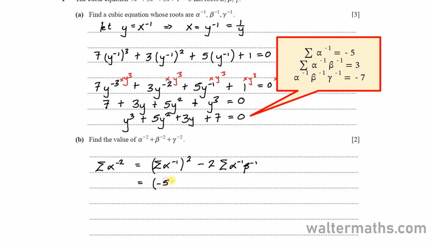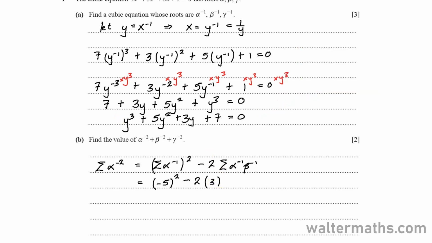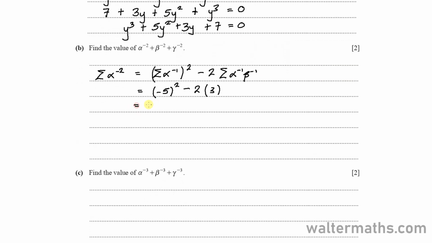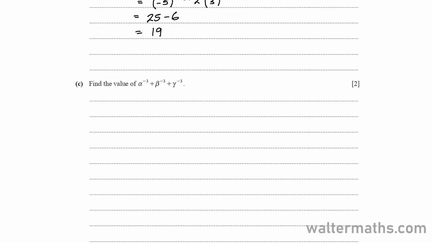So that's minus 5, and that's squared, and it's minus 2 of the sum of the product of pairs of the roots of this form, which in this case is c over a. C in this case is the coefficient of y, so that's 3 over 1, which is just 3. So if we simplify this, we'll be having 25 minus 6, and 25 minus 6 is 19. So that's the answer to part B. Let's go on to part C.